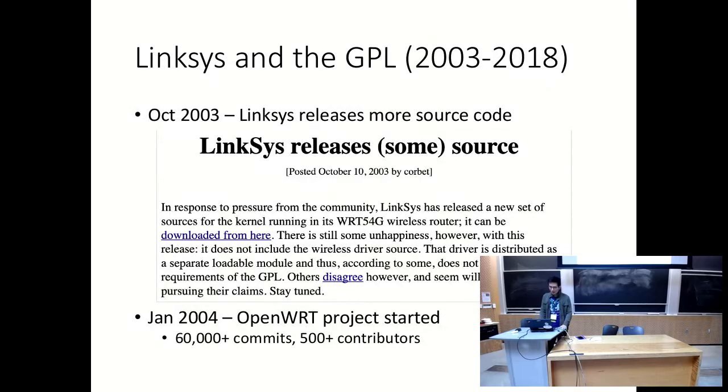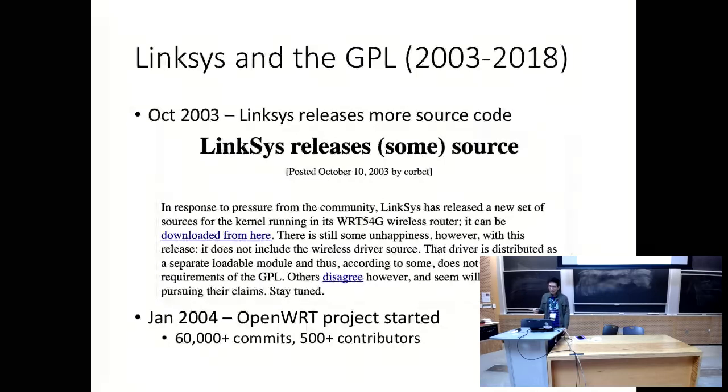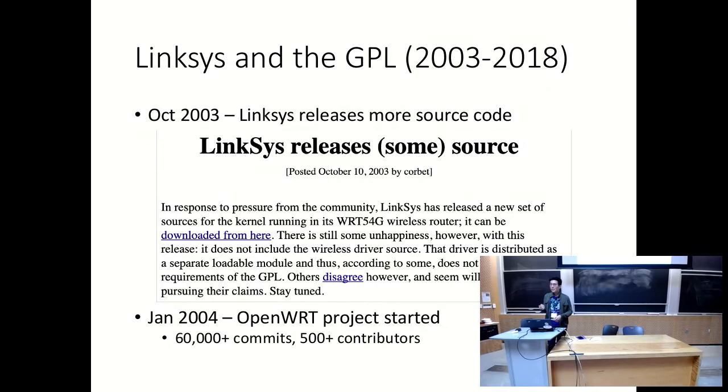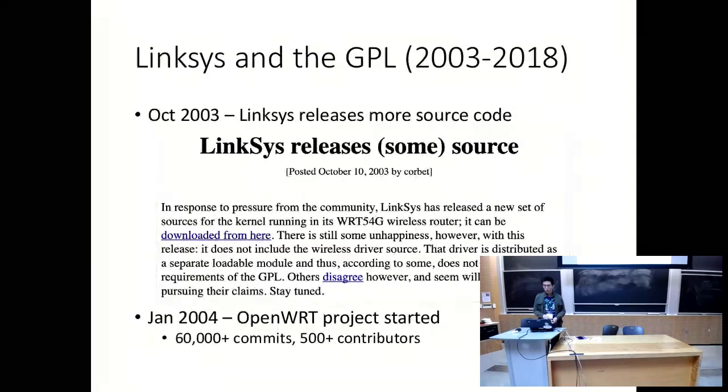And that code directly led to the founding of OpenWRT in January of 2004. It's been 15 years. Across all of the repositories that OpenWRT has, they have over 60,000 commits and tons of contributors, over 500. I don't know the unique count of contributors, but it's a massive amount of code that's generated just because Cisco and Linksys were forced to release their source code to the public.